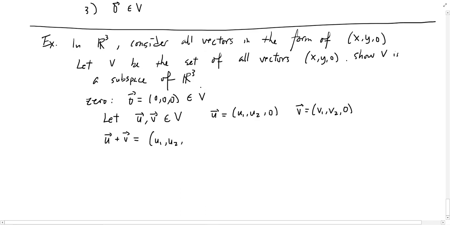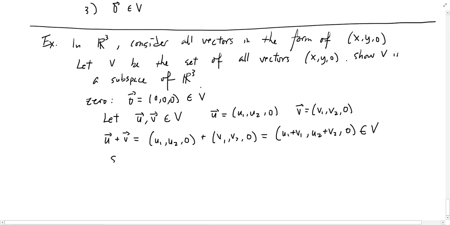You can probably see that it would be true, because you're basically doing this: u1, u2, 0, plus v1, v2, 0, which becomes u1 plus v1, u2 plus v2, and then 0 plus 0 is still 0. So this vector has to be in V, because it's exactly the same form as this vector, except that it has a specific x value, which is u1 plus v1, and a specific y value, which is u2 plus v2. So this vector has to be in V. It didn't form some kind of different vector.